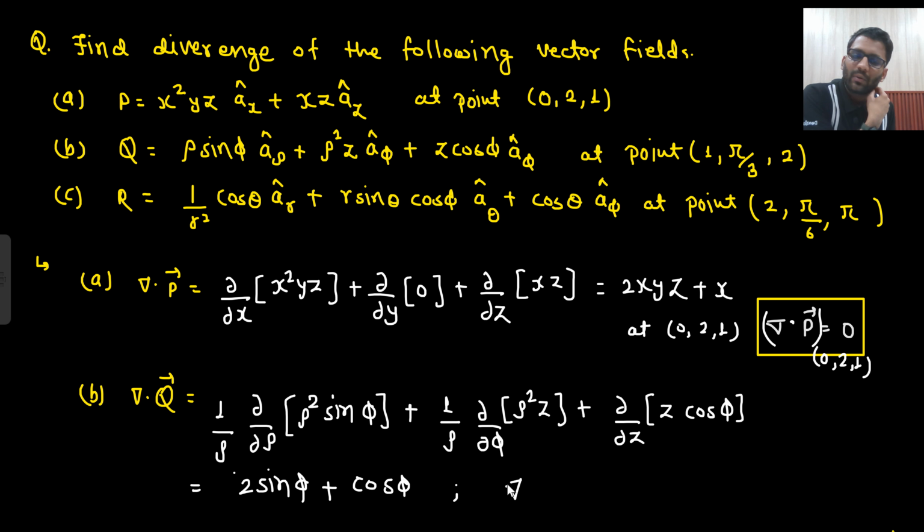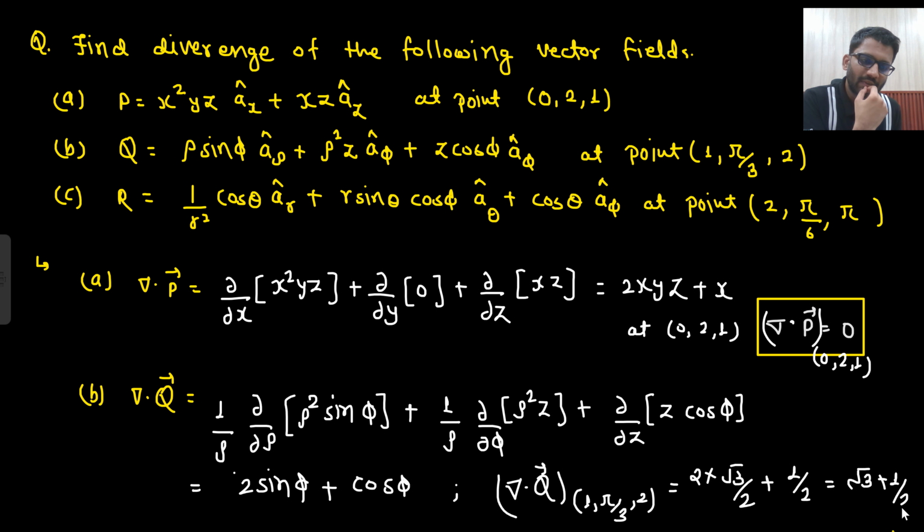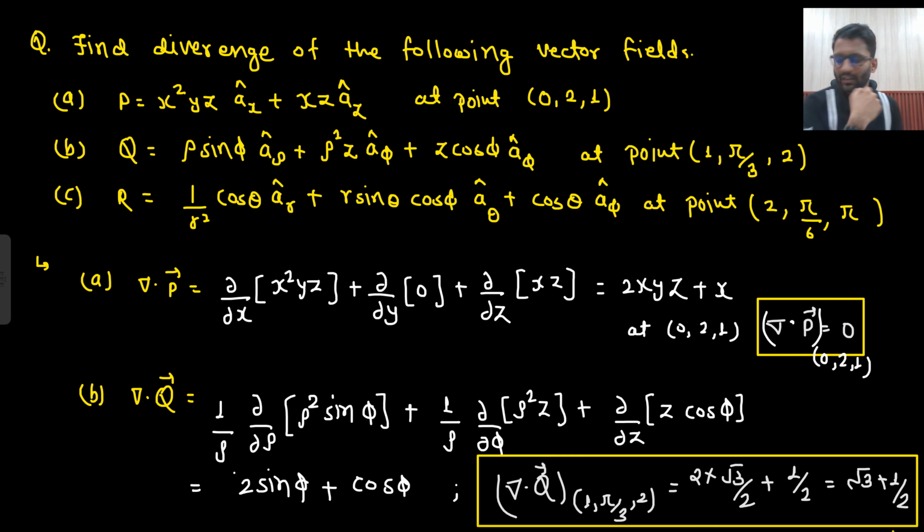Now at what point do you need to calculate it? 1, pi by 3 and 2. So only the phi term you need to put. So 2 sin pi by 3. What is pi by 3? 60, right? So sin 60 is root 3 by 2. So 2 into root 3 by 2 plus cos 60, which is 1 by 2. So that would be root 3 plus 1 by 2. So this is the answer. Okay, I hope there is no calculation mistake. Let me check it.